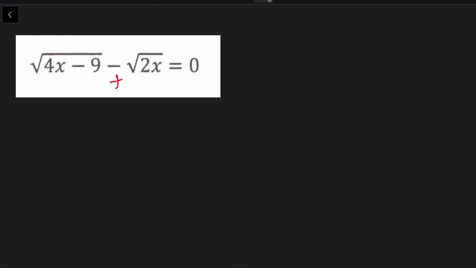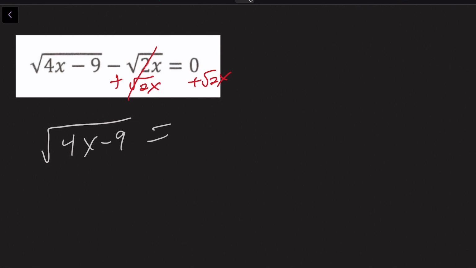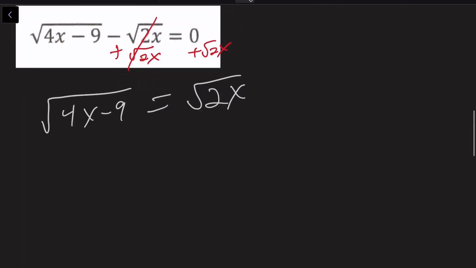If we add square root of 2x to both sides, this means that our square root of 2x on the left is going to subtract out. And then on the left, we're just going to have square root of 4x minus 9 is equal to the square root of 2x. We're going to do the same thing. We're going to square both sides to get rid of the radicals. That means that on the left, we're going to have 4x minus 9 is equal to 2x.